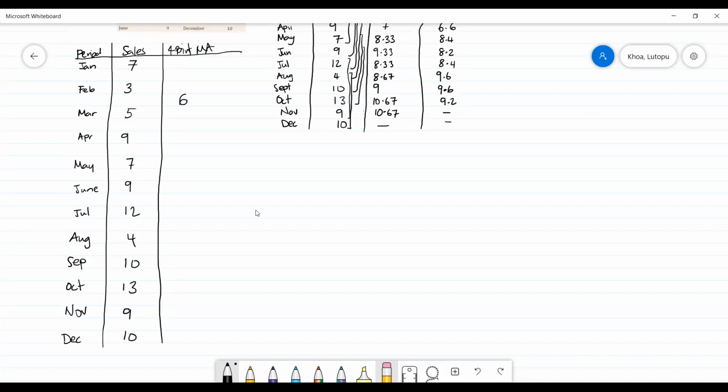Then we do the next 3. We say 3 plus 5 plus 9 plus 7. This is 24 again. And then we divide this by 4. This is 6. And then we have 5 plus 9 plus 7 plus 9. This is 30 divided by 4. We get 7.5. That goes here. And then we would continue in this manner.